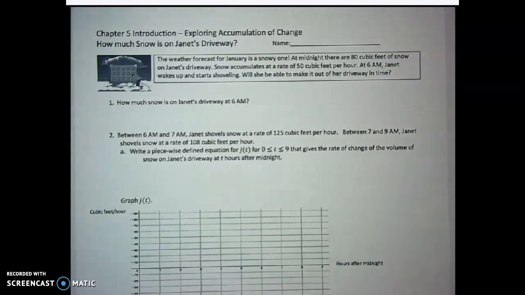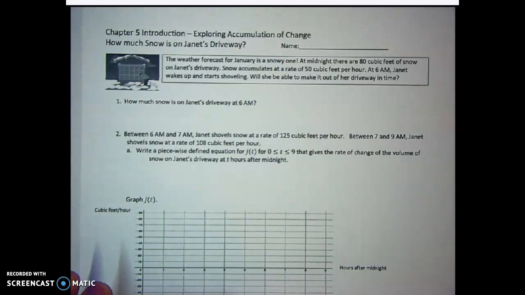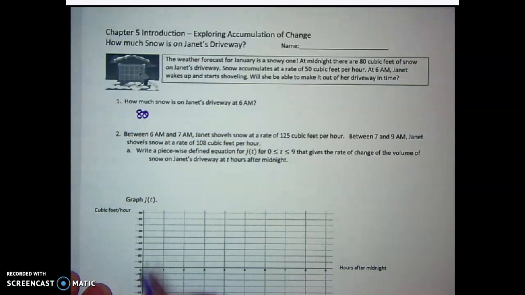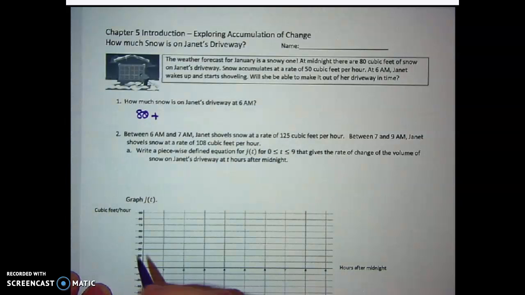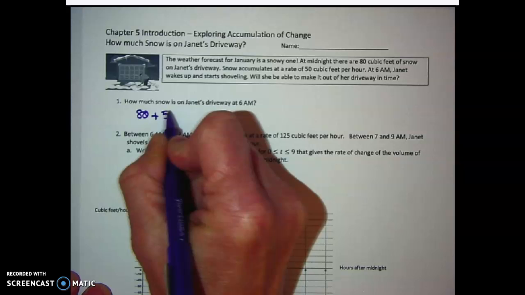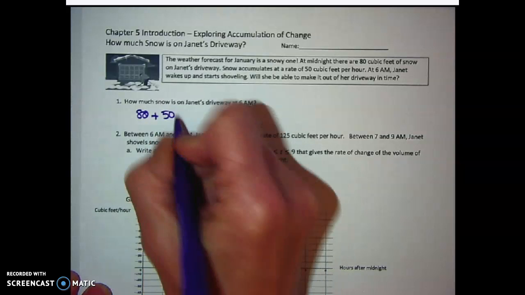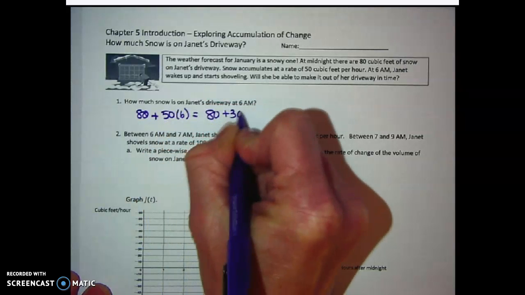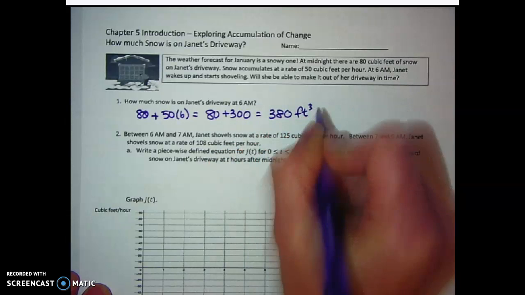Let's begin by thinking, how much snow is on Janet's driveway at 6 a.m.? Well, it said at midnight there are already 80 cubic feet of snow, so we're starting off with that 80 cubic feet. Plus, it accumulated at a rate of 50 cubic feet per hour times the number of hours from midnight to 6, which is 6 hours. So we have 80 plus that 300, which means there was 380 cubic feet of snow on her driveway when she woke up.